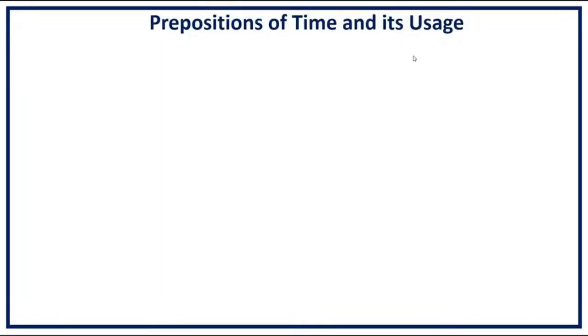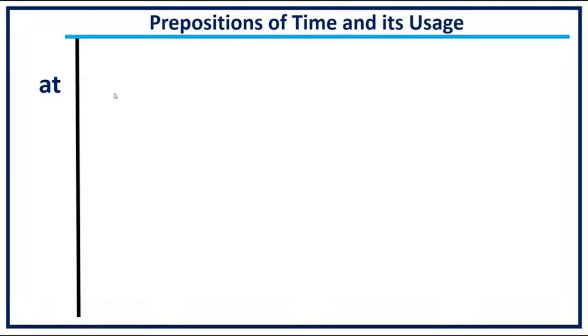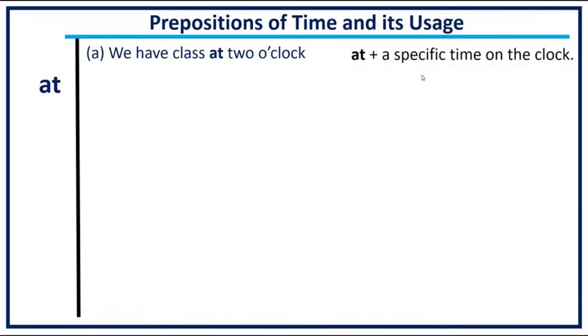Prepositions of time and their usage. The first preposition of time is at. So let's find out what is the usage of the preposition at. When do we use it? For example, we have class at 2 o'clock. As you can see, we have here at 2 o'clock. 2 o'clock is a specific time on the clock. So the first usage of at is for a specific time on the clock.